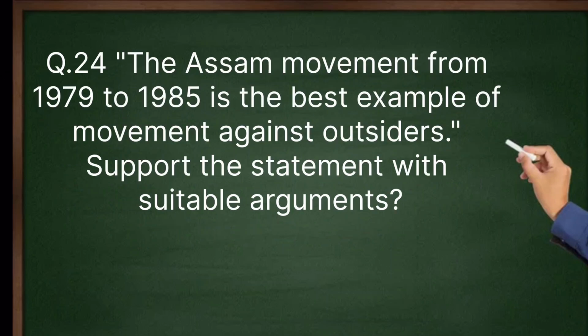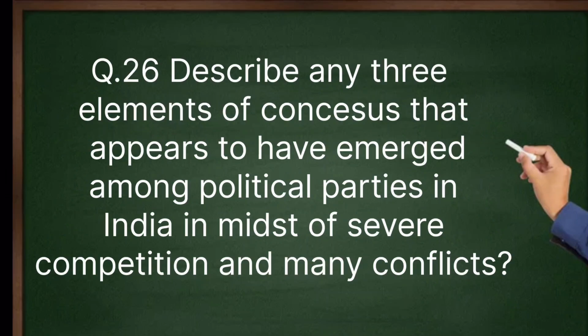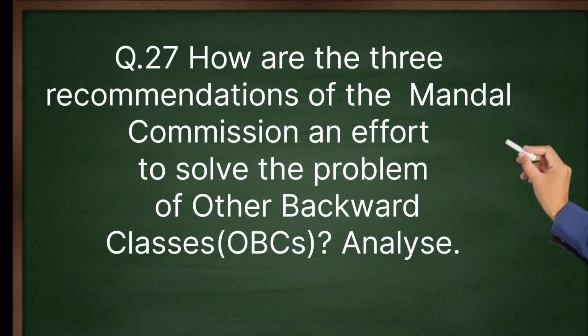The Assam movement from 1979 to 1985 is the best example of movements against outsiders. Support the statement with suitable arguments. Describe any 4 major political developments that India witnessed between period of 1989 to 1999. Describe any 3 elements of consensus that appear to have emerged among political parties in India in midst of severe competition and many conflicts. How are the 3 recommendations of Mandal Commission an effort to solve the problem of OBCs?